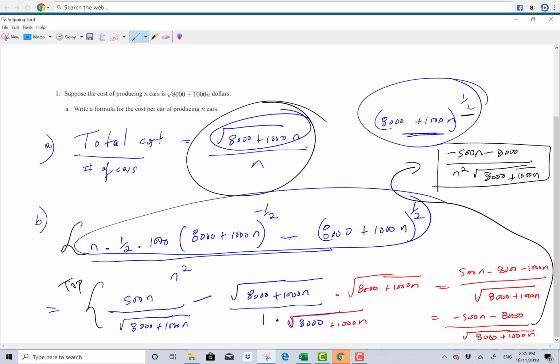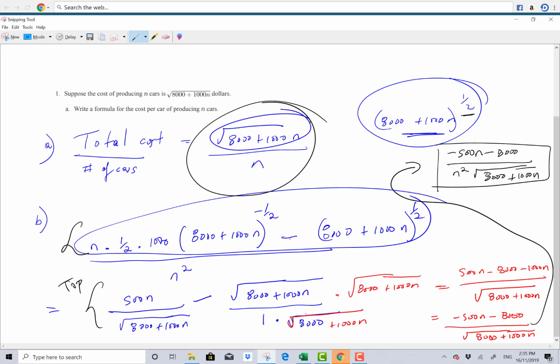So to work with that top piece, half of n times that is going to give me 500n multiplied by this. This is negative a half. So I'm going to bring this down to 8,000 plus 1,000n minus the square root of 8,000 plus 1,000n. Now to make a single fraction, I recognize that this has a 1, so I multiply this by the square root of 8,000 plus 1,000n and multiply the top by the same thing.